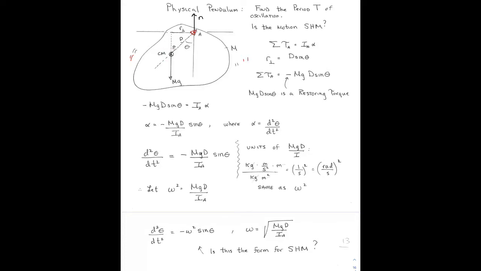The weight, mg, acts at the center of mass. The other force that acts on the chunk of plywood is the support force. The nail is pushing upward to prevent the plywood from falling to the ground. Those are the only two forces that act on the mass. Now, which of those forces exert a torque? The normal force doesn't exert a torque because it passes through the axis of rotation. So the only thing that causes a torque is mg.